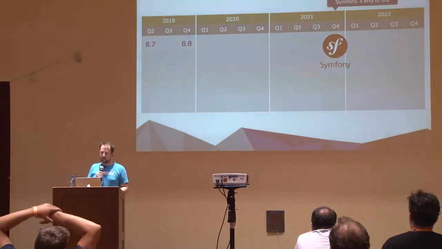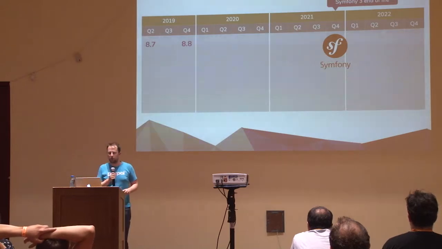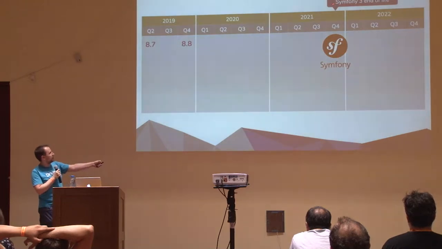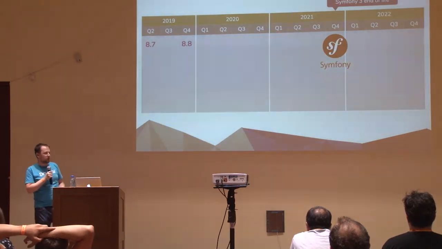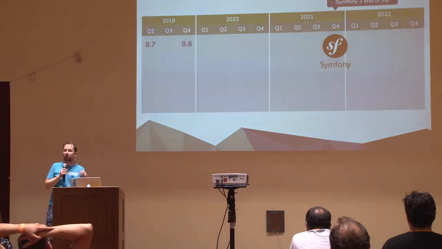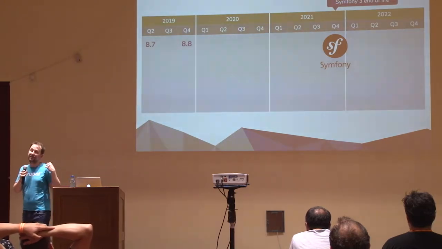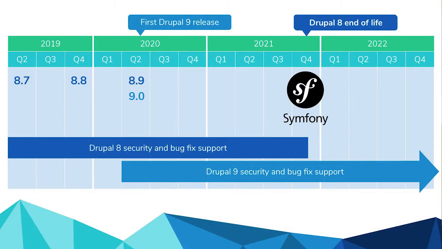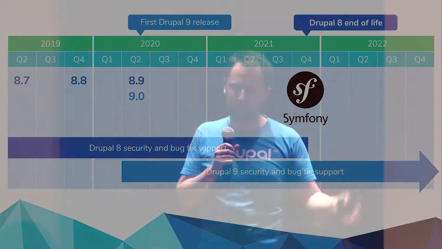So Symfony is basically dictating our release schedule for Drupal 9. As you can see, Symfony 3 goes end of life in November 2021. That means that unless we fork Symfony 3 and maintain it for ourselves, we need to move on to Symfony 4 or 5, and we need to stop supporting Drupal 8 because it's built on Symfony 3 in November 2021.